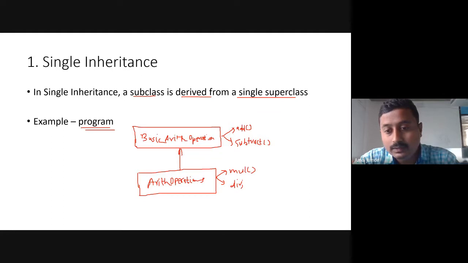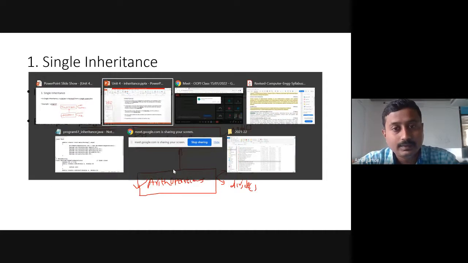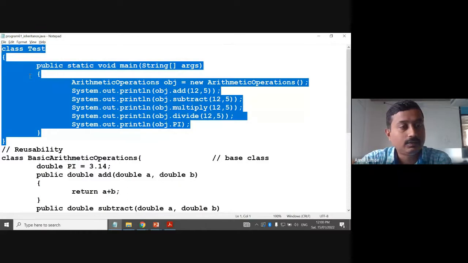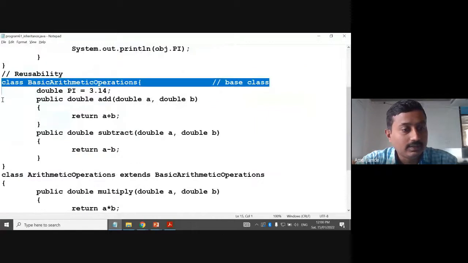We have done this, so you will have an idea what we want to achieve. We are going to write two classes, arithmetic operation and basic arithmetic operation, and arithmetic operation will be extending basic arithmetic operation. Take a screenshot of this, then we'll discuss that example one more time. This was the program, and this test class is like a runner, so we'll use the functionality in the test class.